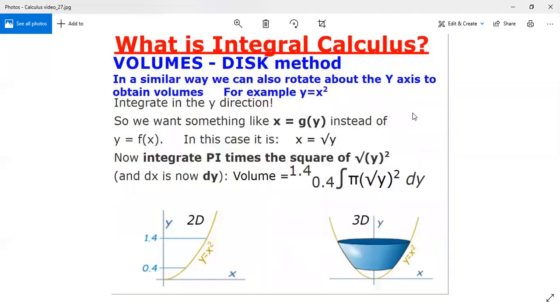Similarly, if we want a slightly different shape and we want to revolve a function around the y-axis, then we can do that in the same way, except we've just got to swap over the x and y variables, so that we get an integral in terms of the y direction instead of x.